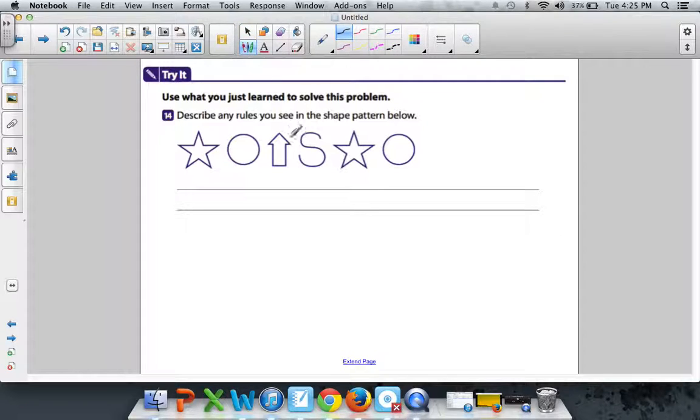Use what you just learned to solve the problem. Describe any rules you see in the shape pattern below. All right, I'm going to have you write this yourself, but I'm going to help you find the rules, okay? So what are the rules? One rule is that a circle always comes after a star, doesn't it? There's one rule. Let's see here. Star, circle, arrow, S, star, circle. Another rule might be that it's going to have arrow. That's a really bad arrow. Sorry. Arrow, S again.